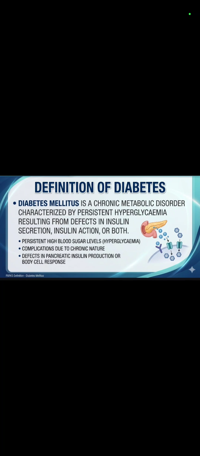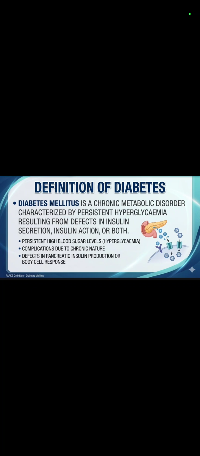Now let's dive deep into diabetes with the definition of diabetes. Diabetes mellitus is a chronic metabolic disorder which is characterized by persistent hyperglycemia. Hyperglycemia means increase in the blood glucose levels resulting from either a defect in insulin secretion, like in type 1 diabetes mellitus due to autoimmune attack of the body's own cells on the beta cells of the pancreas. There is complete decrease in insulin secretion and absolute insulin deficiency, so it is also known as insulin dependent diabetes mellitus, that is type 1 diabetes.